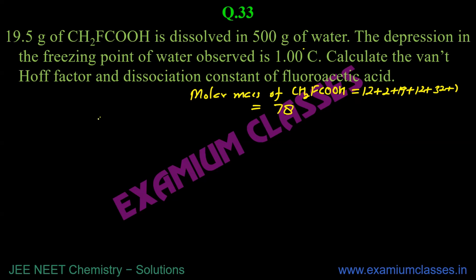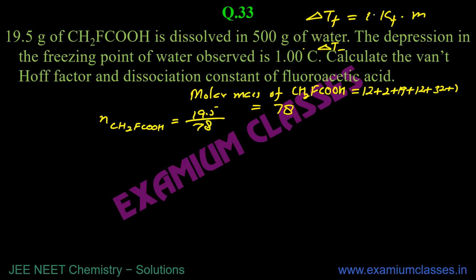So number of moles of CH2FCOOH will be given mass divided by molar mass. Okay. Correct. Then we have to calculate the Van't Hoff factor. For Van't Hoff factor, we will need to calculate here. Remember, it is delta TF when it is observed. Okay. So delta TF will be I KF into M from here. So I can calculate I from here.